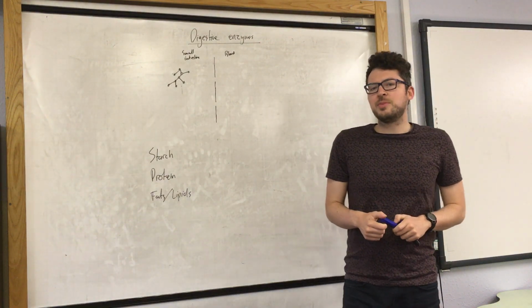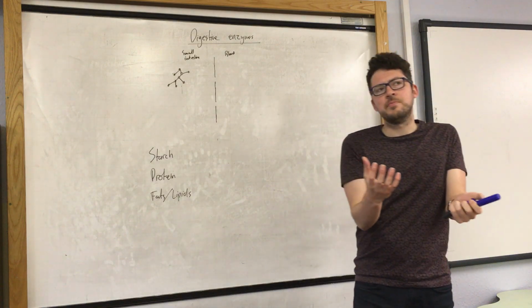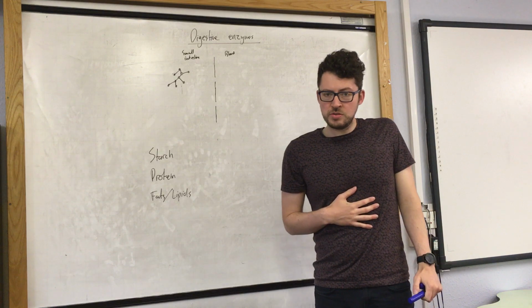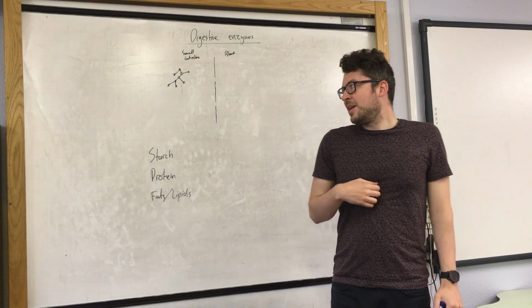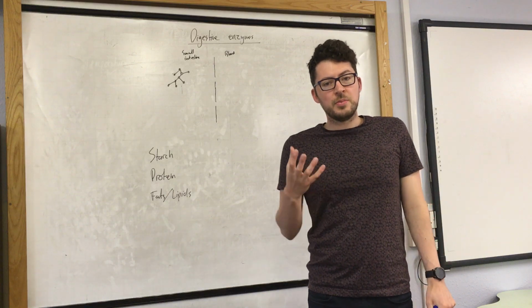In this video I'm going to be explaining digestive enzymes and where they're produced. Now, what is a digestive enzyme? Obviously we take in food in the meals that we eat, and the food needs to be broken down and then absorbed into our blood so that we can use it.